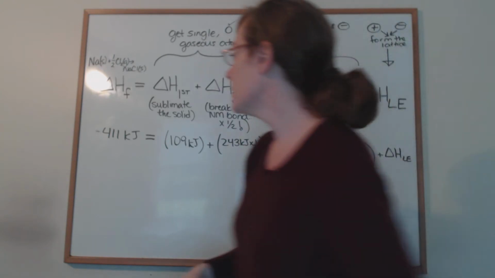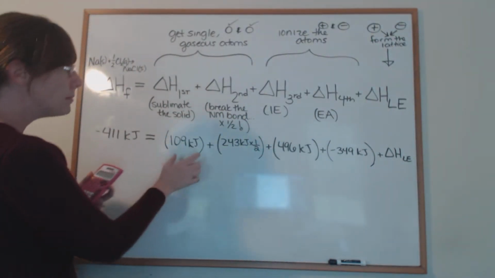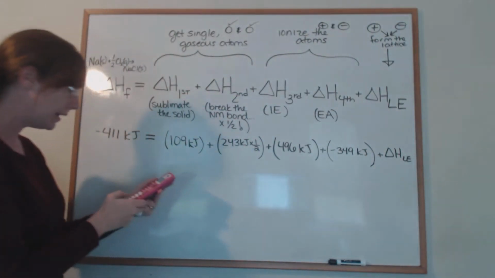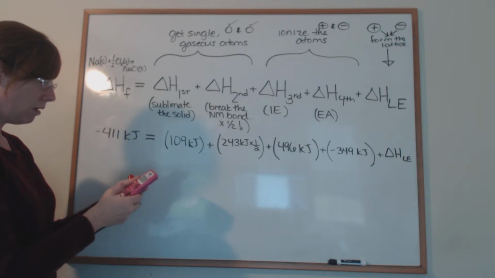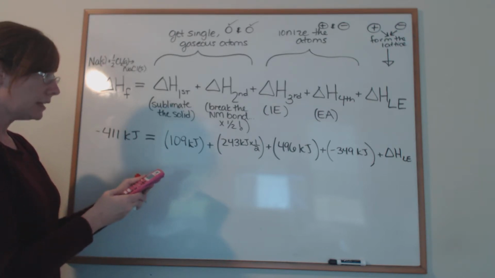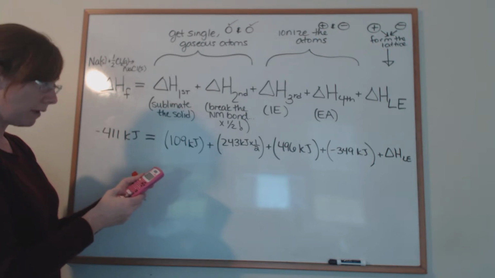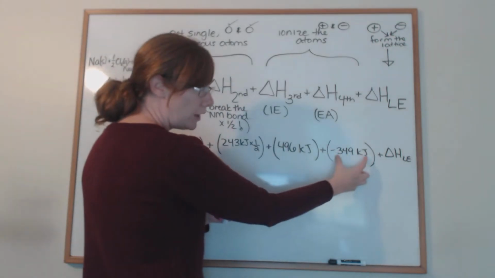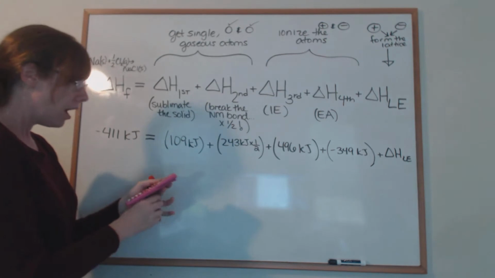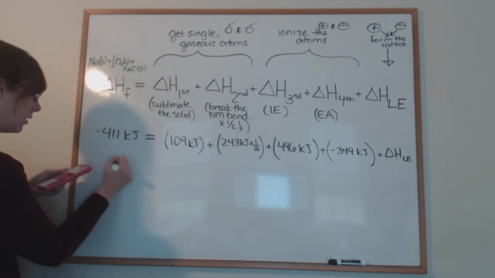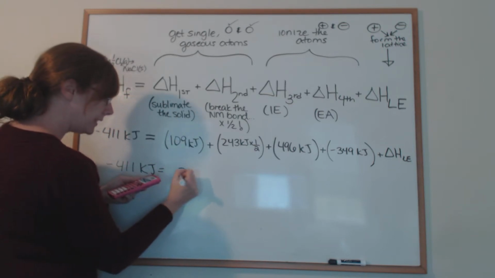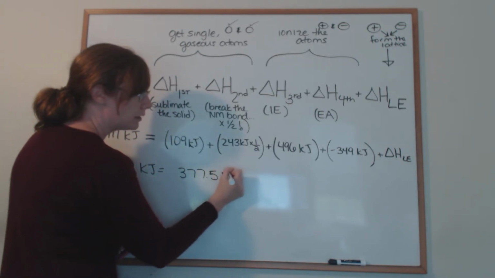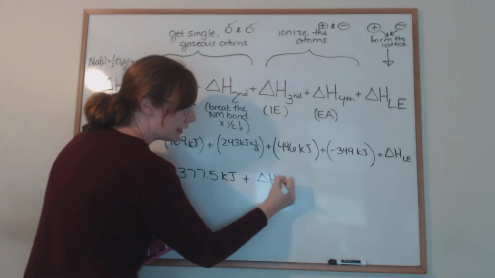So if you just throw this in your calculator, I'm just simply adding up these 4 steps. 109 plus 243, well, 243 divided by 2, plus 496, plus a negative. So you don't even have to think about up arrows, down arrows. Just add whatever it is. If it's exothermic, add a negative. I'm getting, just rewriting the equation, positive 377.5 kilojoules plus the delta H of lattice energy.